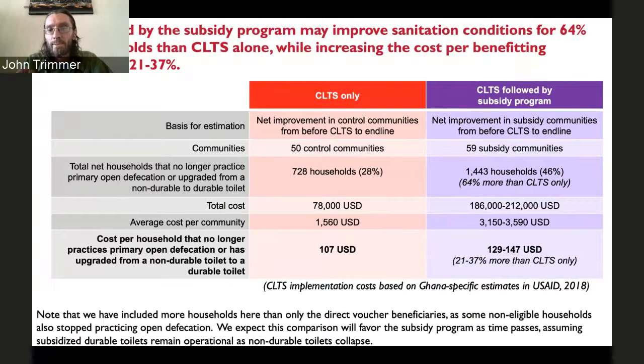What we found, which you would probably expect, is that the scenario where we have CLTS followed by the subsidy program allows us to positively impact many more households, and a lot of that has to do with these declines that we see in sanitation after open defecation-free status is reached. As we discussed before, we have these substantial declines, particularly among control communities represented by our CLTS only scenario here.